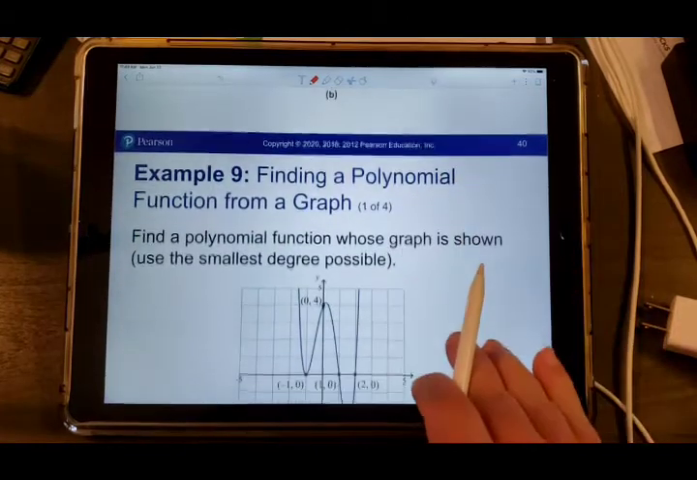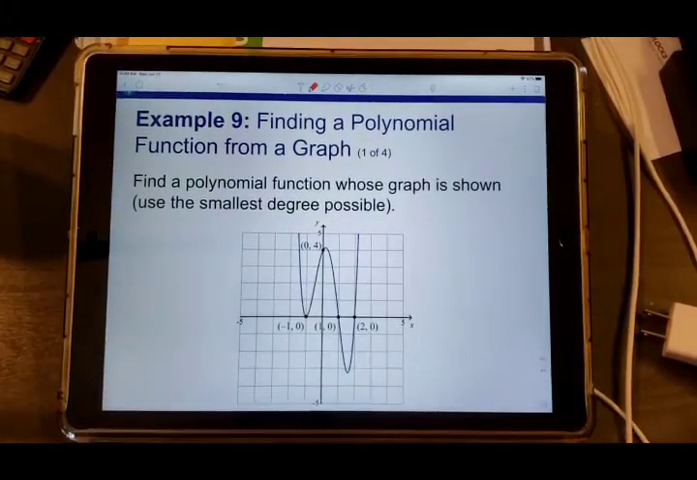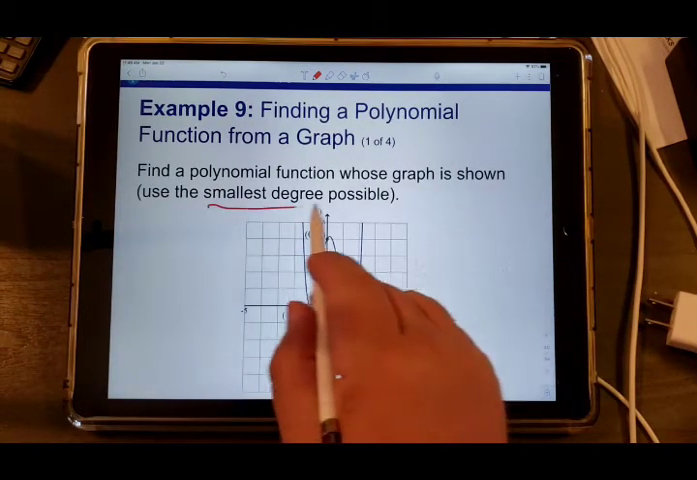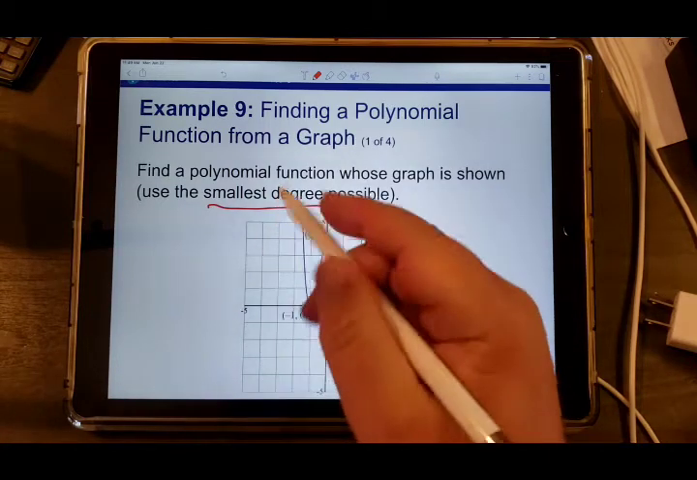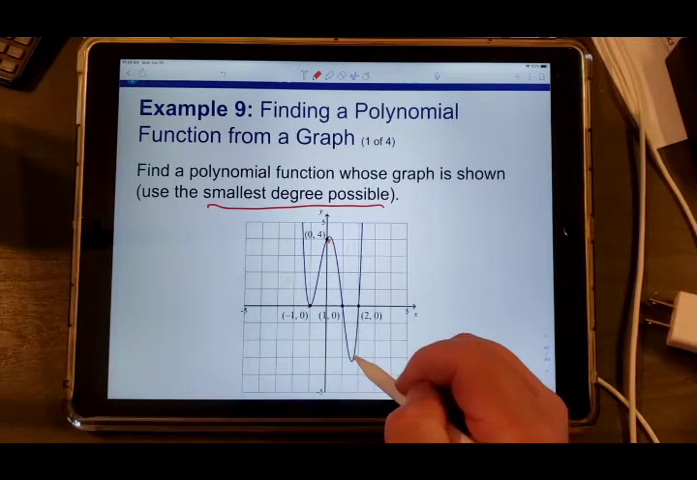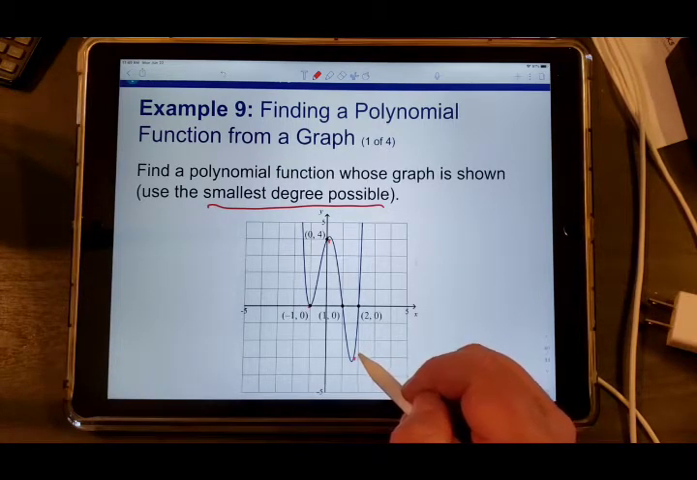All right. Now this time they're just asking us to come up with a function. They say use the smallest degree possible, so don't use some bigger number than you need to. All right, hopefully the first thing you notice is 1, 2, 3 turning points. That suggests n minus 1 is 3, so n would be 4.